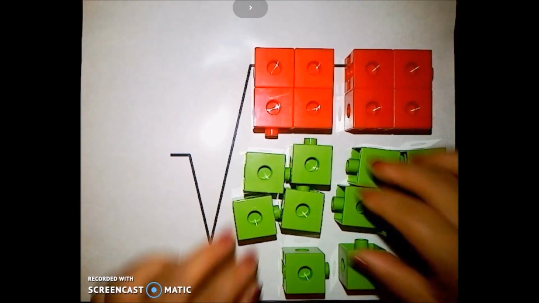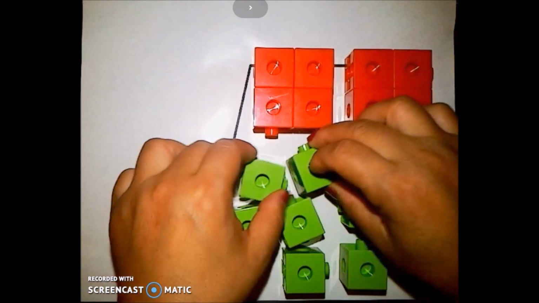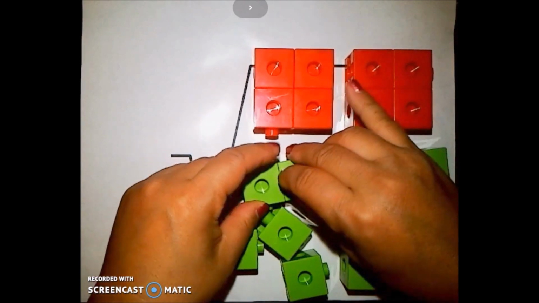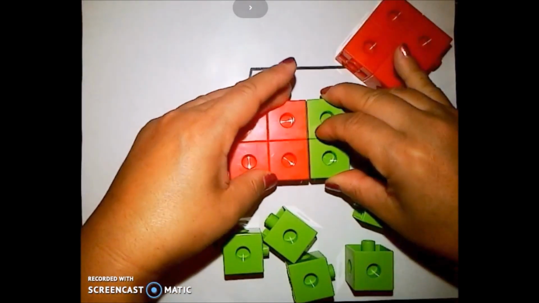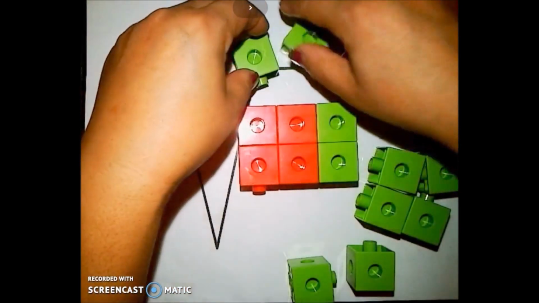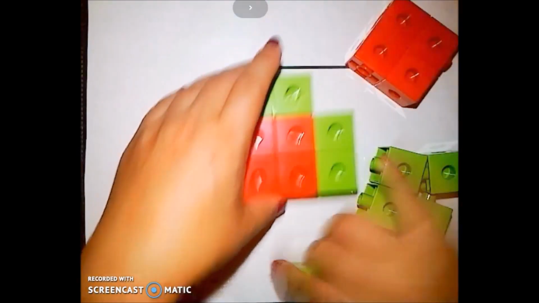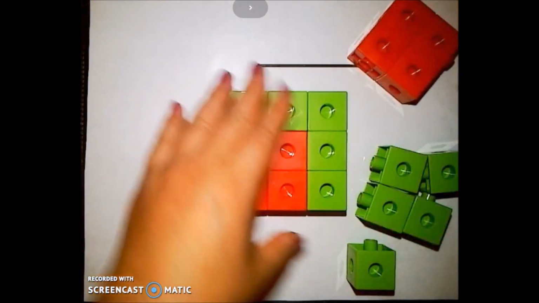Possibly we can do a 3 by 3. So let's go ahead and try this out. And if it doesn't work, we can always try something else. But I'm going to go ahead and make a 3 by 3 out of this. So we're going to add the green piece onto the red piece so that we can see what has been added onto it.